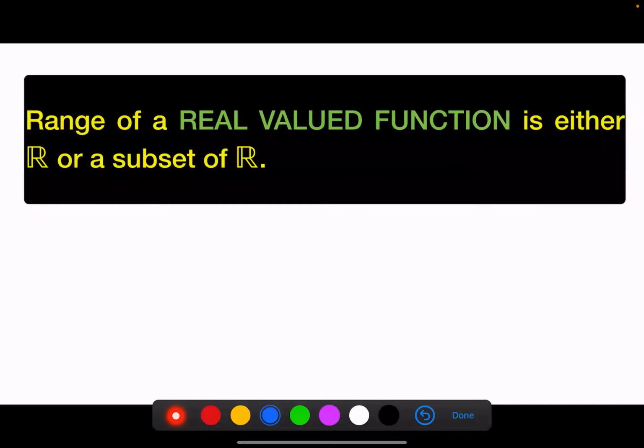Now, again, I know there are a lot of definitions to go through. So this is another sort of definition kind of thing.